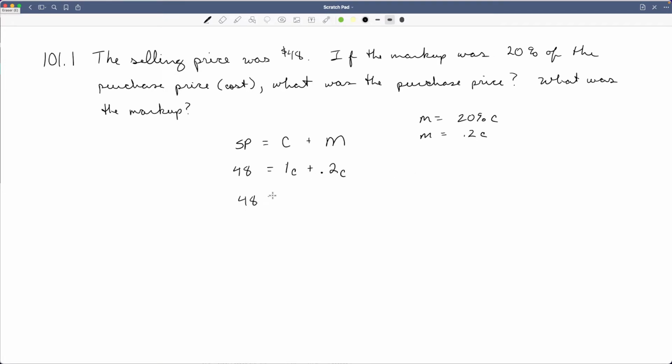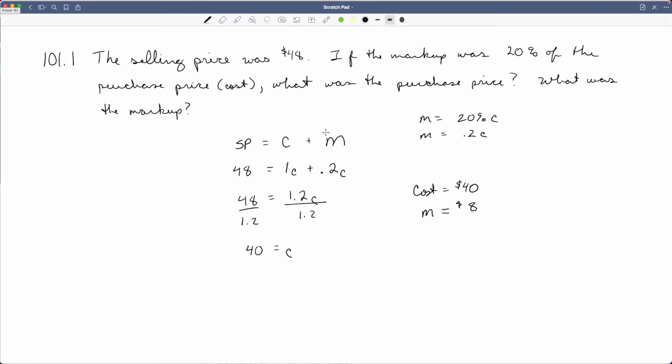So 48 is equal to 1.2 of the cost. So we can divide both sides by 1.2. And we find that 40 is equal to the cost. So that tells us that the purchase price, or the cost, was equal to $40, and the markup was equal to $8.